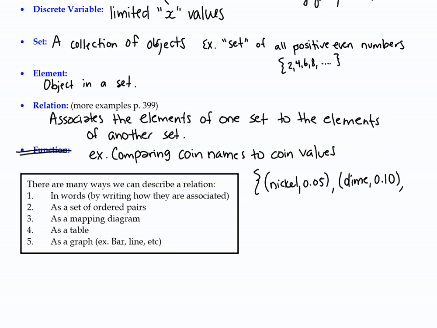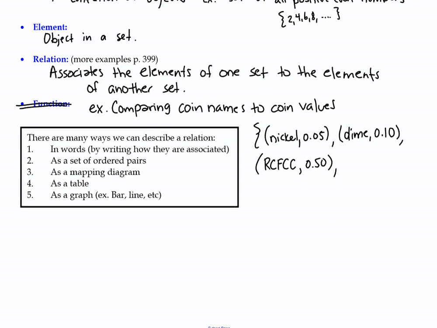Any other ones? Yeah? Oh, that's a long one to write. Royal Canadian 50-cent coin? How's that? Any other ones? Quarter, 25. Okay, dot, dot, dot. Okay, that's an example of a relation. You need two things, right? Relation, relating two things together.